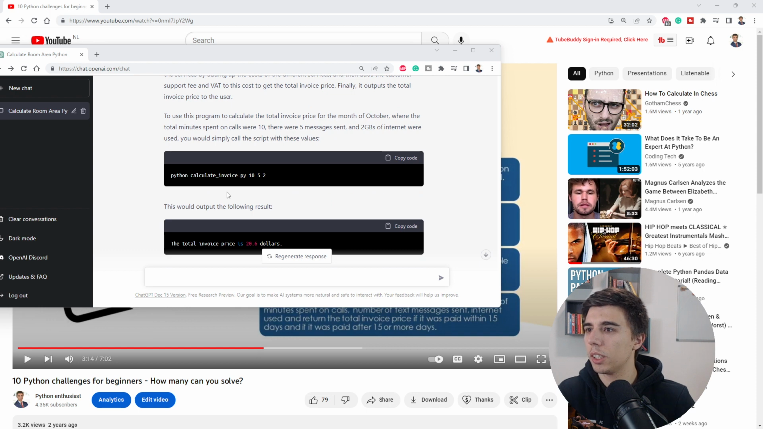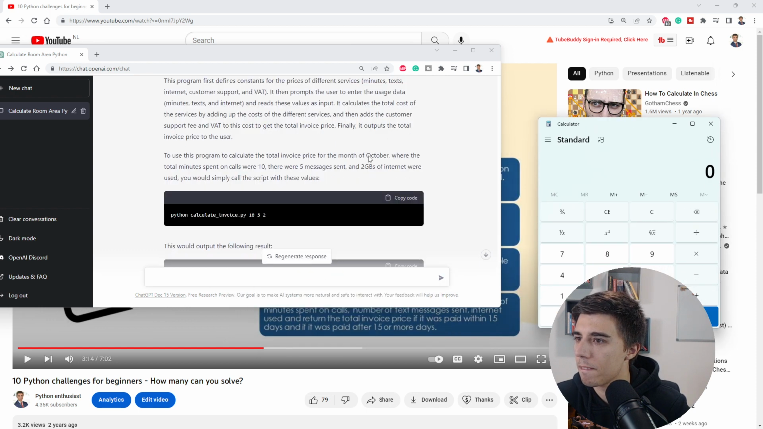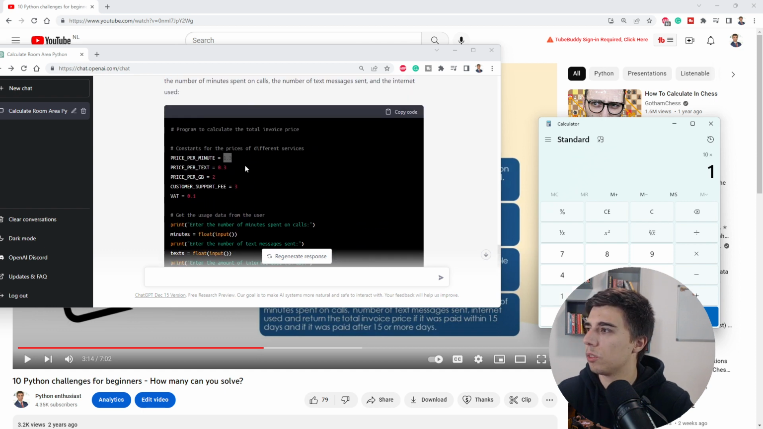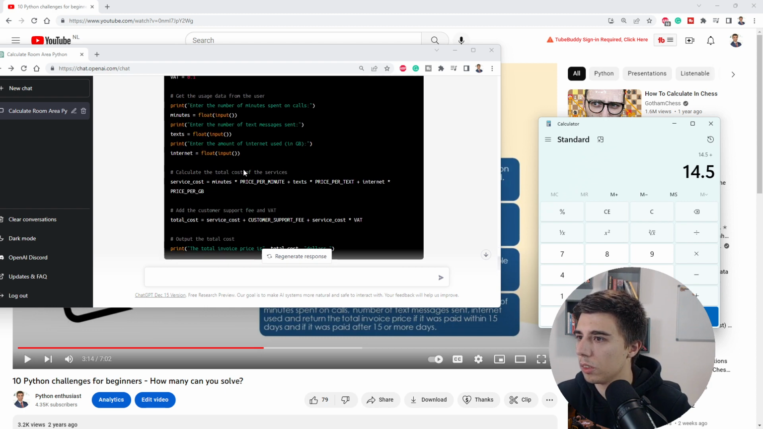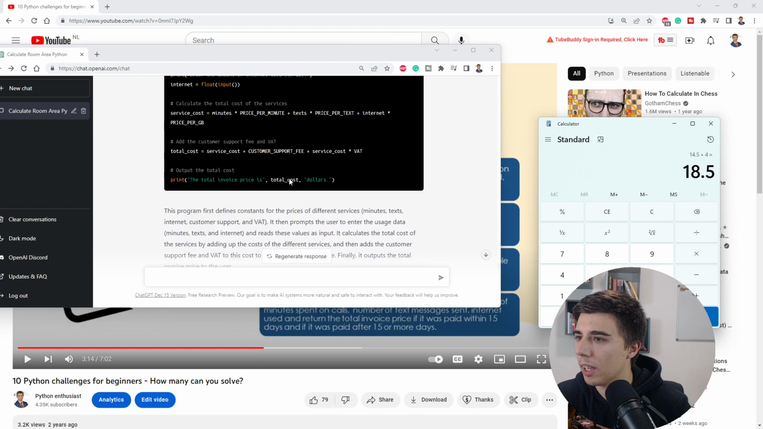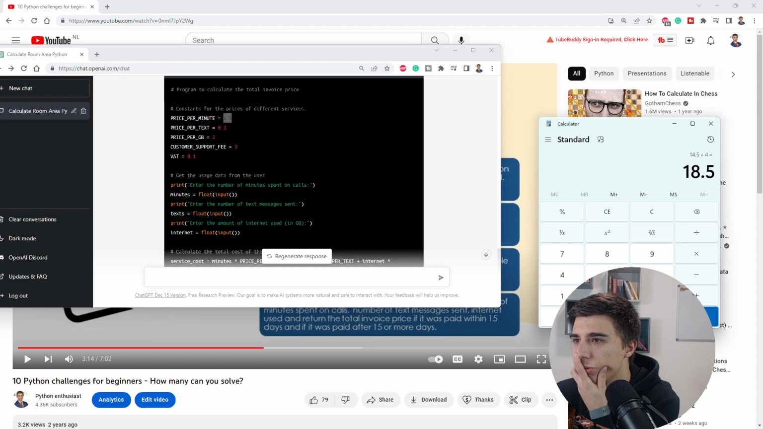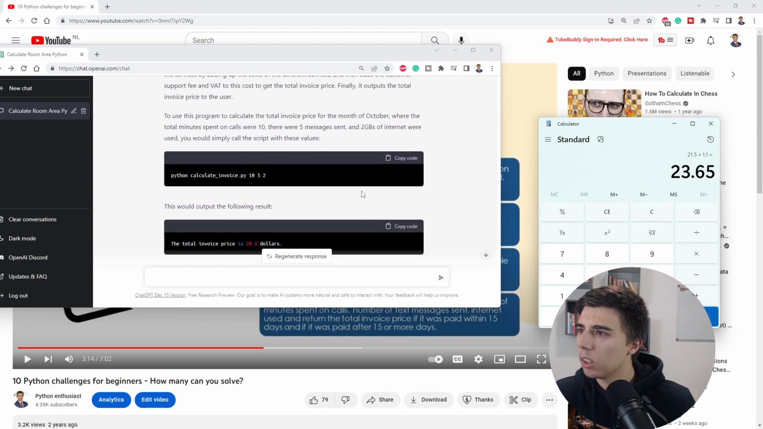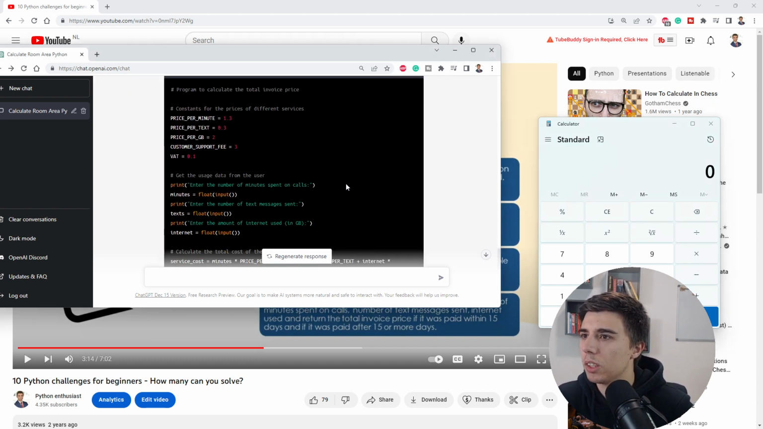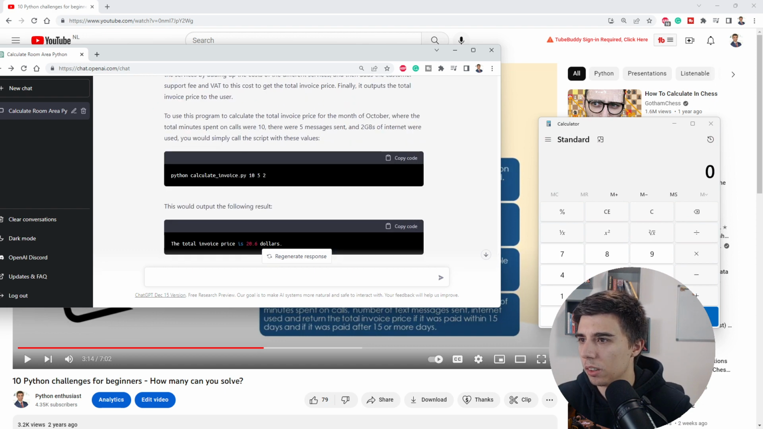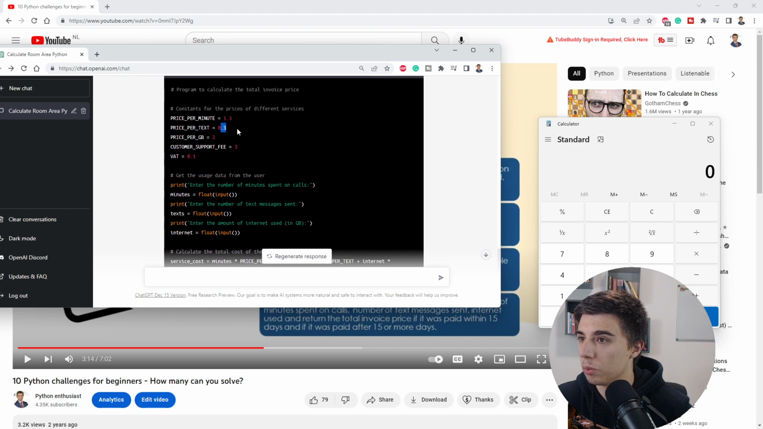Let's take a calculator quickly. 10 times 1.3 is 13, 5 texts is 1.5, and 2 times 2 is 4. This is already a bit odd. It should also take the customer support fee, and then it should take the 1.1. So the 20.6, am I making a mistake here? The minutes spent on calls is 10, so that should be already 13. You have 5 text messages times 0.3, that's 1.5. So 13 plus 1.5 plus 4, that's 18.5.